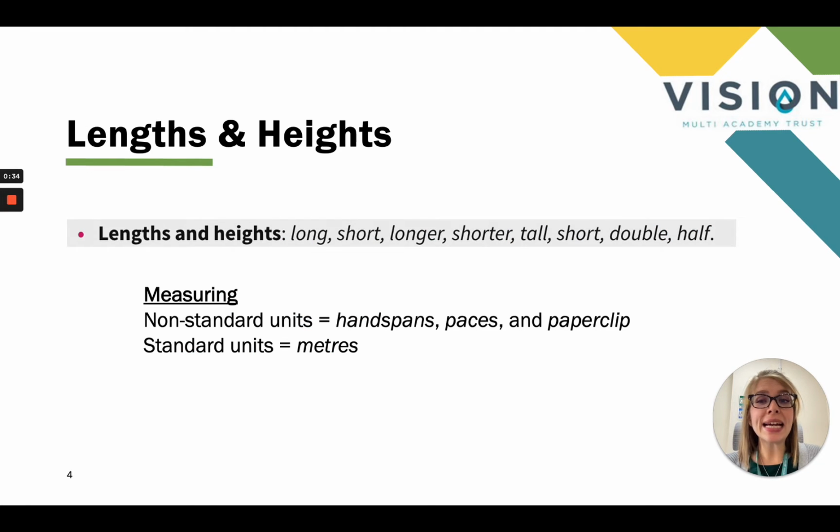So lengths and heights. When we're talking about lengths and heights, we want to be using the vocabulary such as long, short, longer, shorter, tall, short, double or half. We want to be measuring using non-standard units such as handspans or paces or paper clips or cubes, blocks, anything you've got lying around in the classroom, as well as using the standard unit of metres. So we'll be using a metre stick, a trundle wheel, it might be a big tape measure, but that's the standard unit we'll be looking at in Year 1.